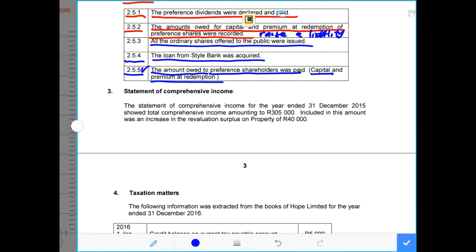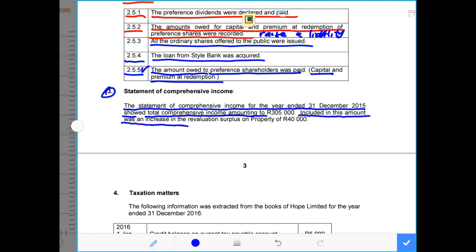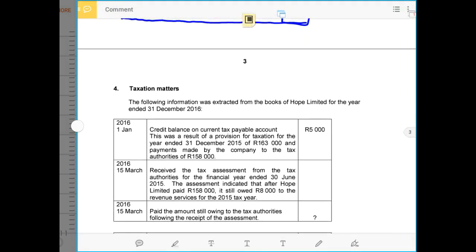Now under number 3, it says that the statement of comprehensive income for the year ended 31st December 2015 showed a total comprehensive income. Take note, it's a total comprehensive income, meaning the revaluation surplus has already been accounted for. They say included in this amount was an increase in the revaluation surplus of a property of 40,000. So they are confirming that already. That means 40,000 is the revaluation surplus, and this amount must be extracted and recorded under the revaluation surplus in the statement of changes in equity. We'll take that into account when we do the statement of changes in equity.